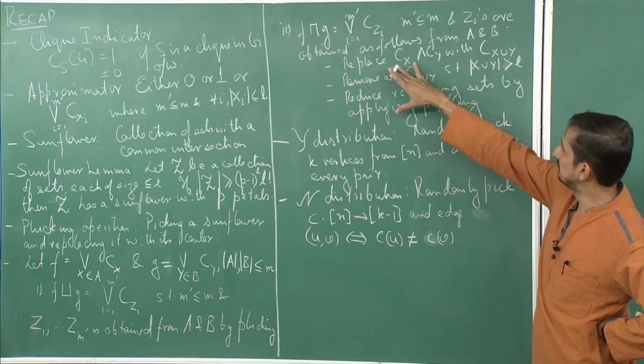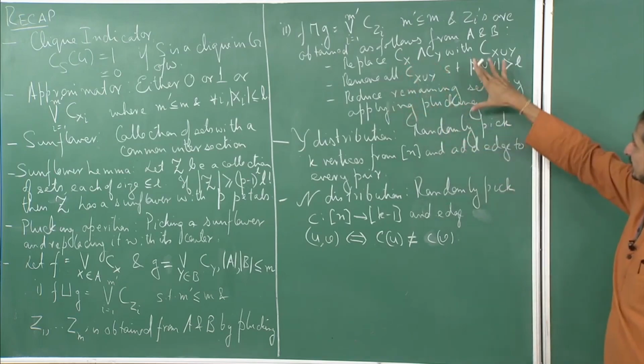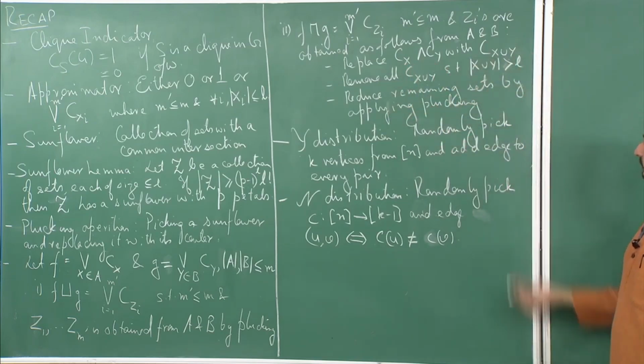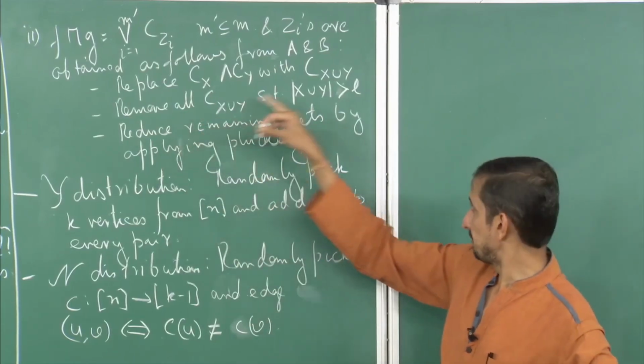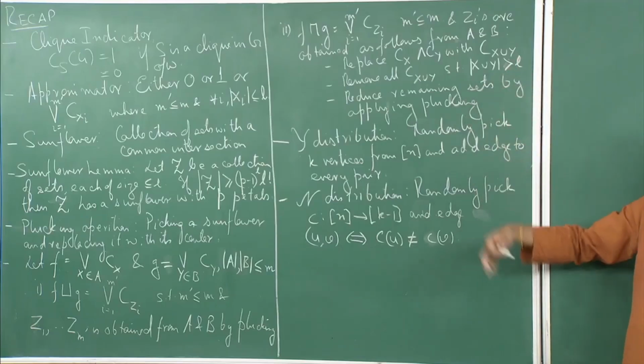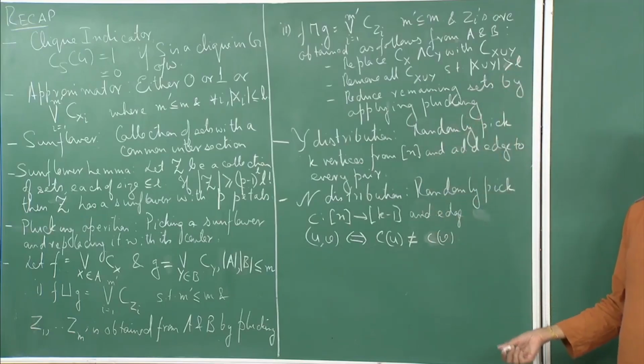First, this is not a clique indicator, right? So first we replace this with C of x union y. Of course, this is changing the function. It is also first of all increasing the size beyond m, because x union y can go as large as 2l now, right, 2l.